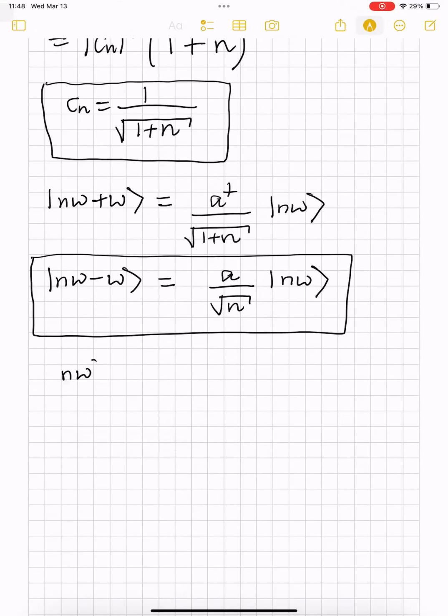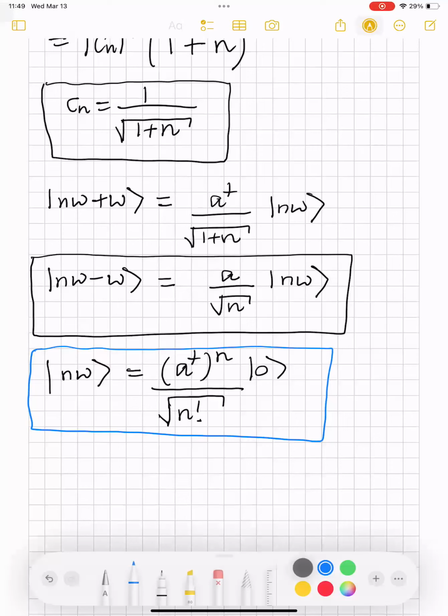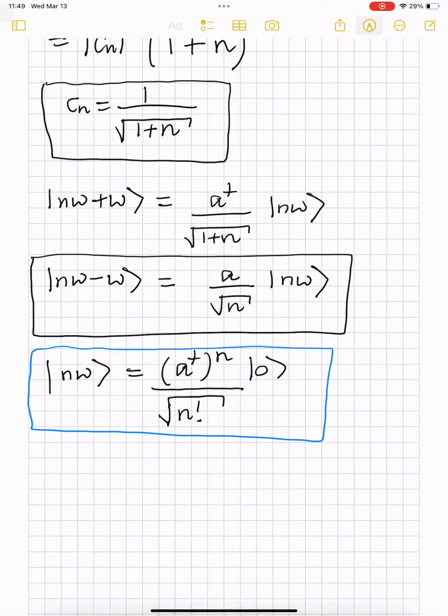Is that n omega can actually be written as A dagger to the power of n acting on the ground state, and the correct normalization constant has got a square root of n factorial sitting there. So this is the key result we wanted, that formula in the blue box, and it tells us what is the energy eigenstate. Good. We will continue in a moment.